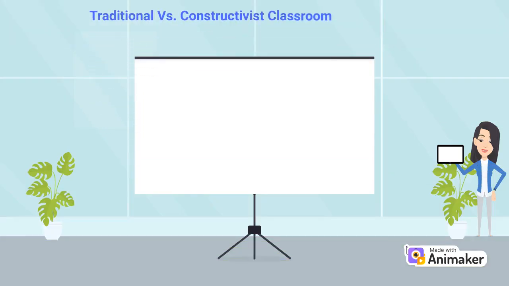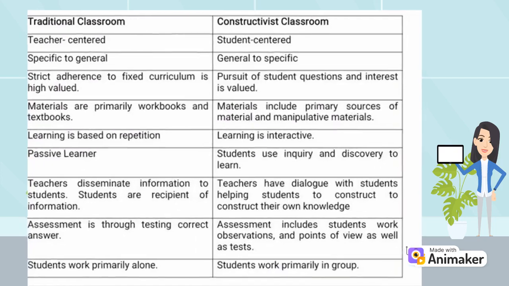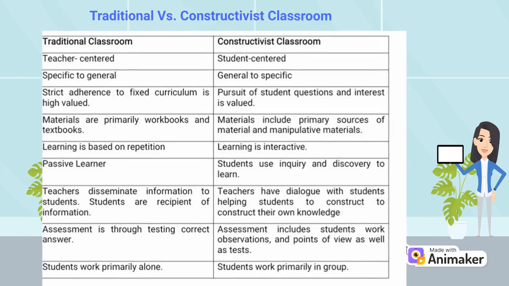On your screen, we can see the difference between the traditional classroom versus the constructivist classroom. The traditional classroom is teacher-centered. It goes from specific to general. Strict adherence to a fixed curriculum is highly valued, wherein materials are primarily workbooks and textbooks. Learning is based on repetition because in this traditional classroom, the learners are passive recipients of information. So, assessment is through testing for correct answers.